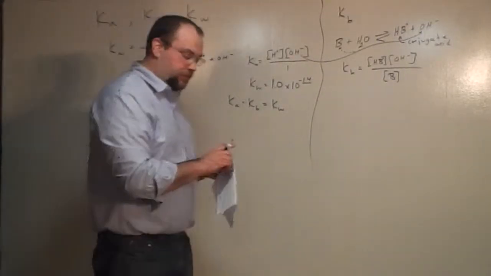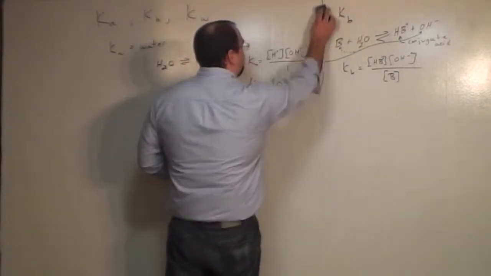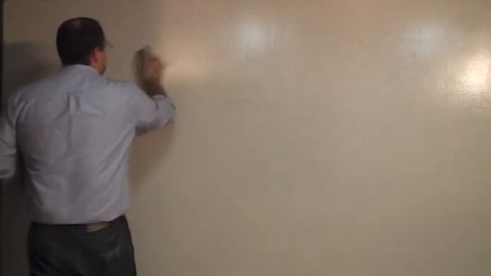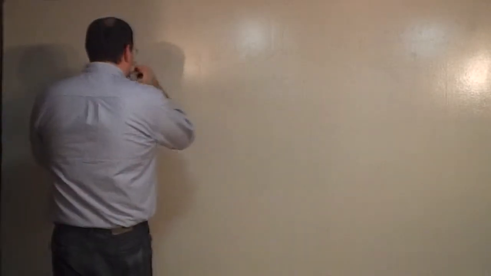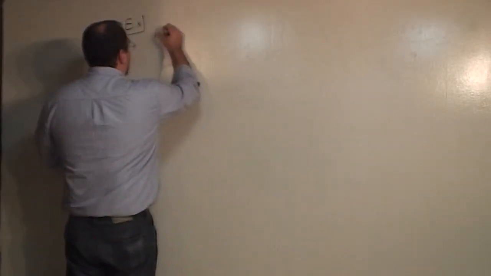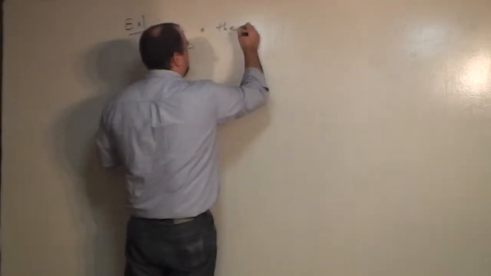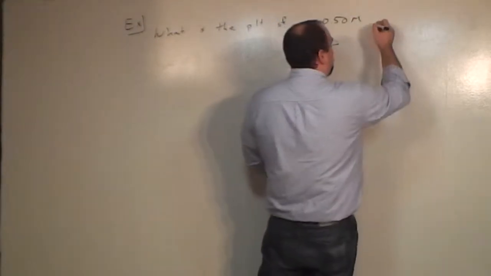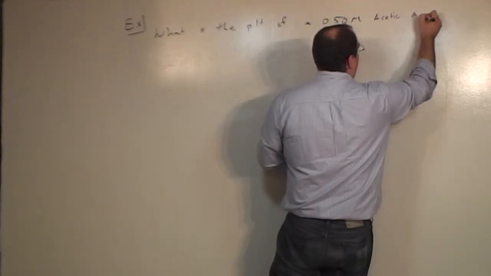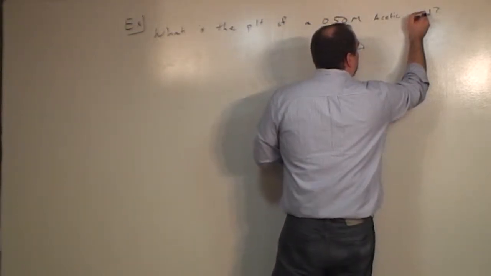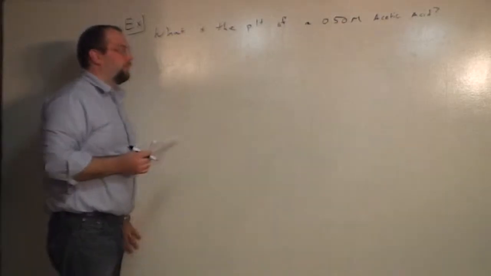Okay, so let's do an example. So I'm going to erase all of this so I have the entire board. All right. Okay, so I've got the whole board to work with. So we're going to do an example of how to utilize the equilibria for weak acids or weak bases. So, what is the pH of a 0.50 molar acetic acid solution? We're just going to erase too much. There we go. Okay, so what is the pH of a 0.50 molar acetic acid?